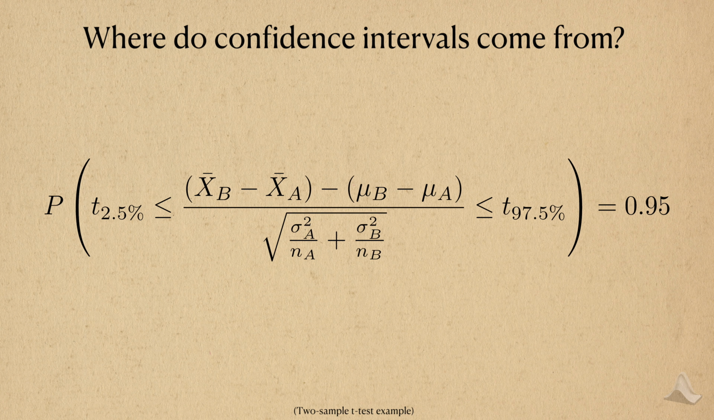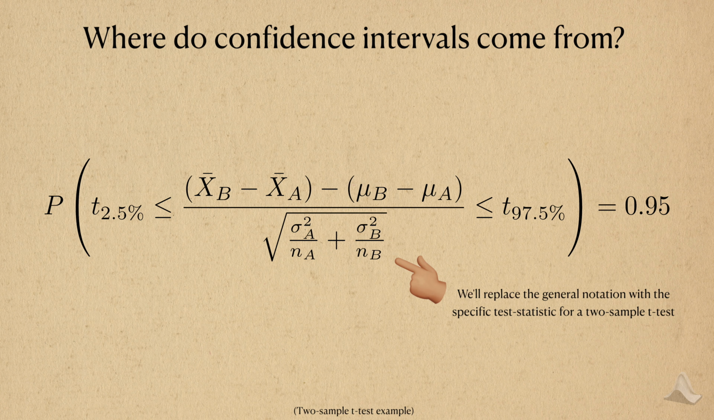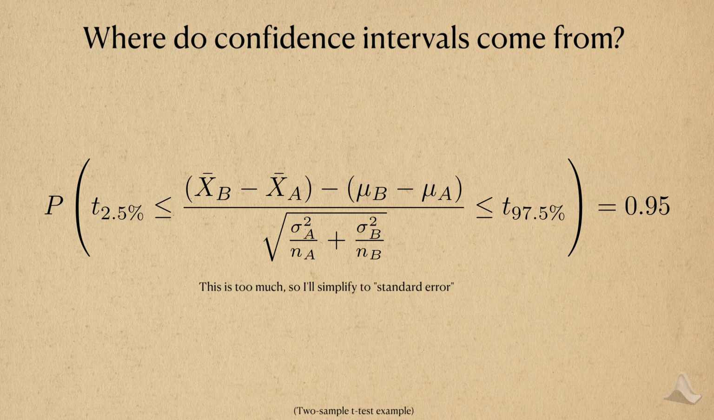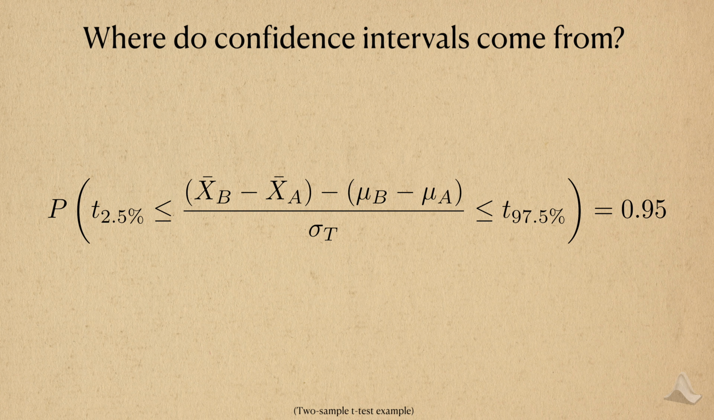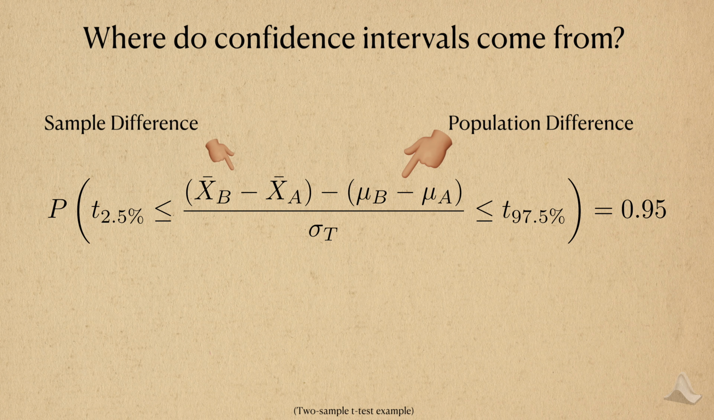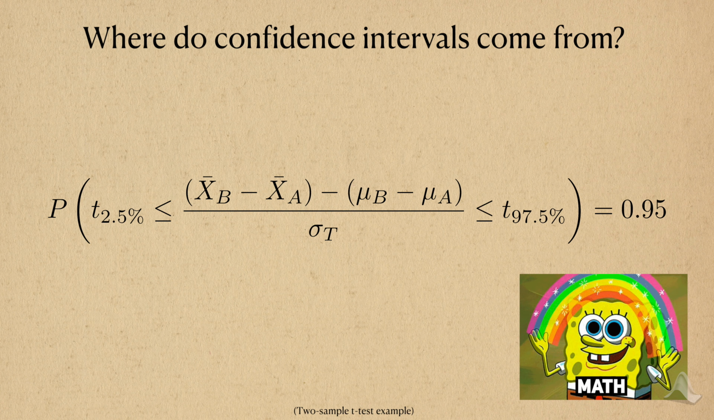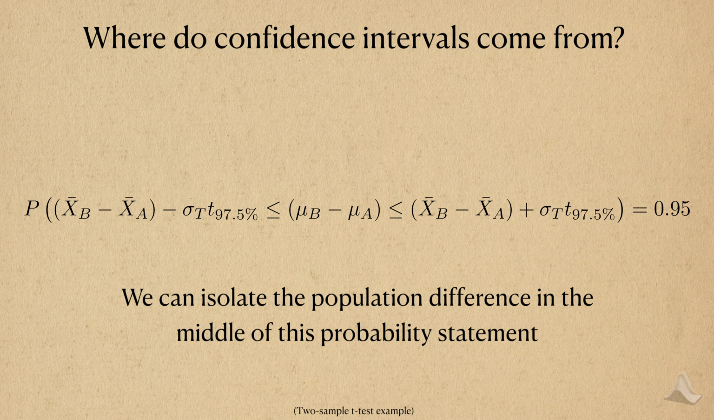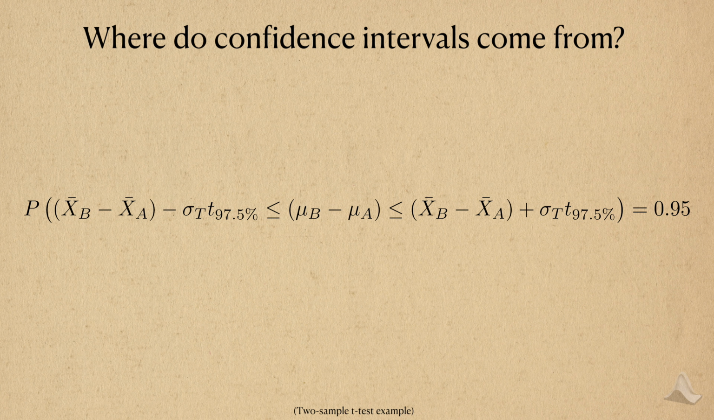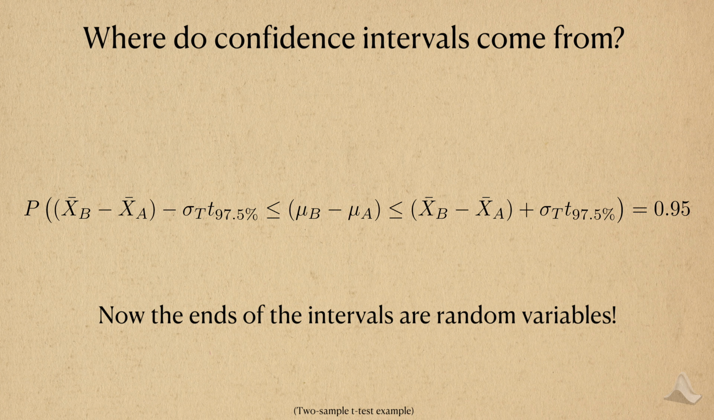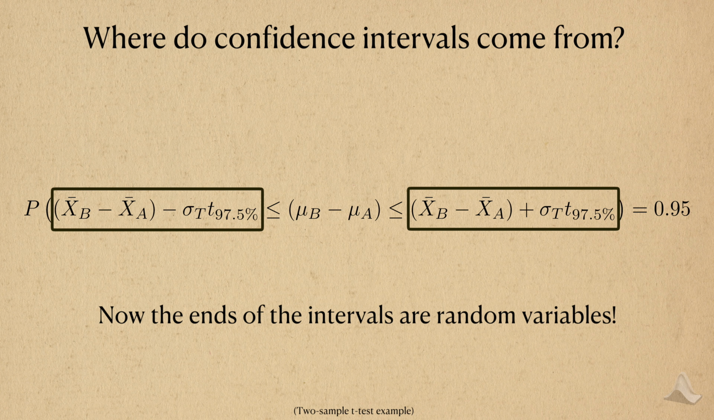Instead of writing it as a capital T, we'll replace it with our standardized difference in means. The standard deviation is really messy to look at, so I'll replace it with some simpler notation. Notice that we have a function of both population difference and the sample difference in the middle of this probability statement. Using some math, we can isolate the population difference in the middle, and it leaves us with this expression. What we've done is shift the random variables from the middle part of the inequality to the ends, leaving the population difference in the middle.